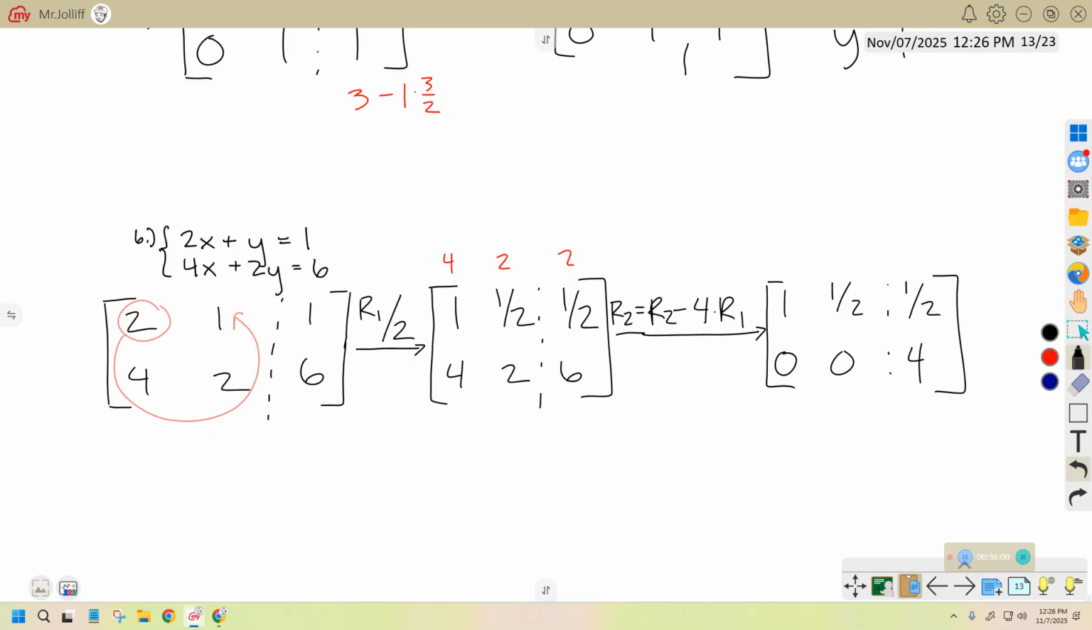Ooh, we have a problem. I can't have 0 equals 4. This is not a true statement. 0x plus 0y cannot equal 4. What does that tell me about my system of equations? There's no solution.